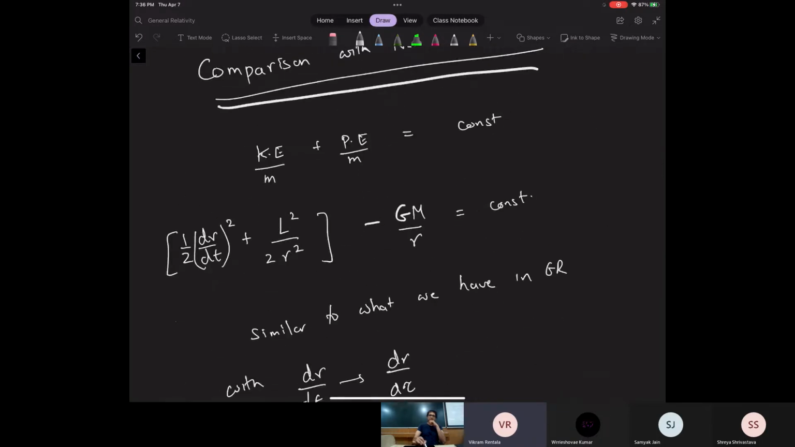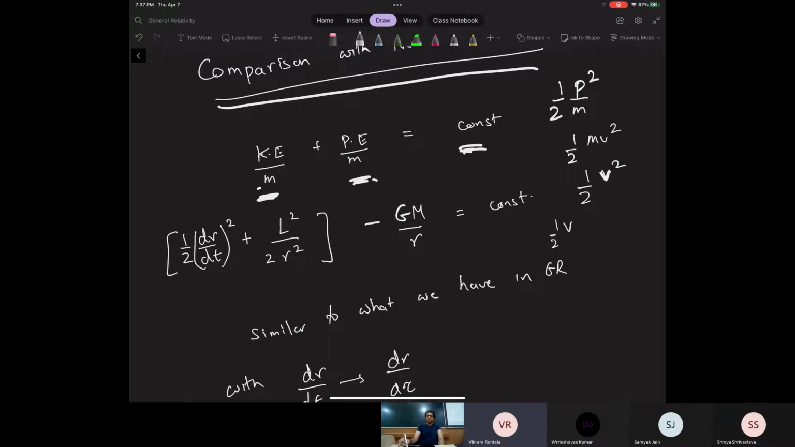In Newtonian gravity, you have kinetic energy. So let's say for a massive particle, kinetic energy plus potential energy is some constant. We'll divide this entire equation by the mass of the particle, so kinetic energy per unit mass plus potential energy per unit mass is constant. The kinetic energy is p squared by 2m, or it's half m v squared if you like, and we're now writing it as half v squared. Now the thing is, we're not writing v squared in Cartesian coordinates, we're writing v squared in polar coordinates.